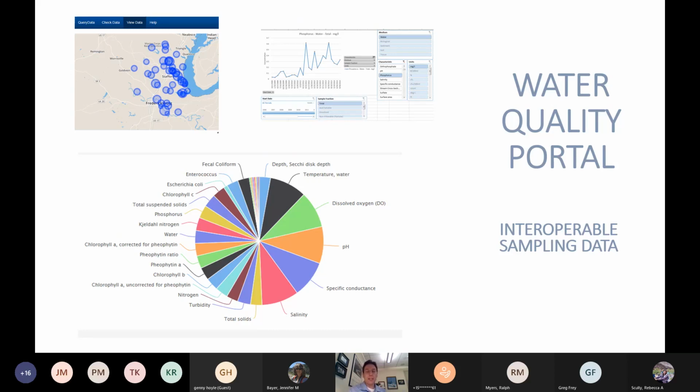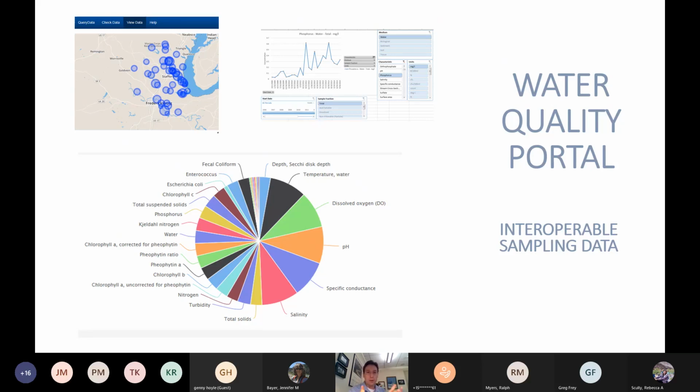And there are also a suite of what are called application program interfaces or web services, or basically ways to interact with the data to allow you to use that data in whatever system you want. So I'm sure many of you are familiar with the Water Quality Portal website. You are not constrained to the Water Quality Portal website for getting access to your data.